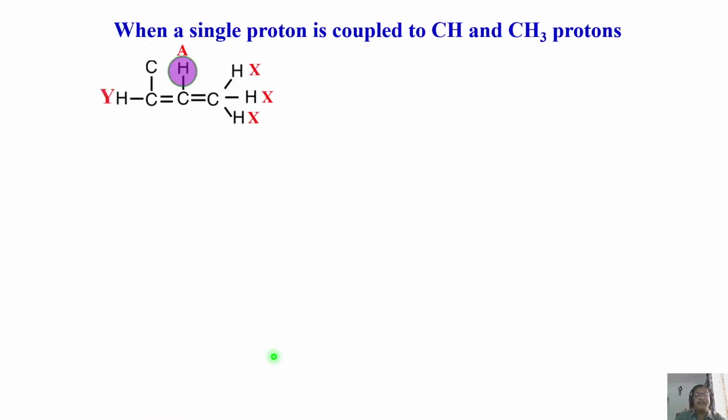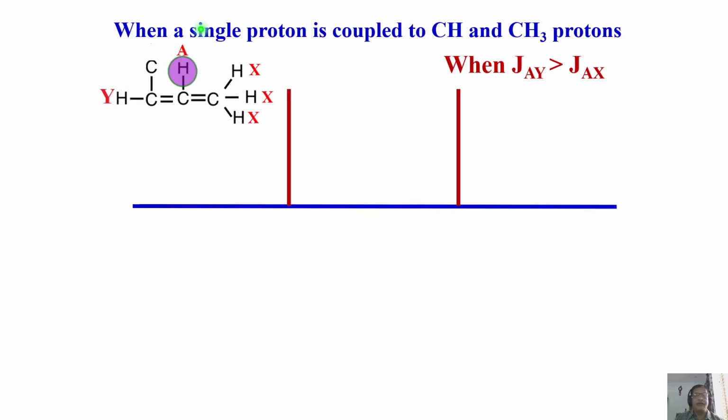Okay. Now, when a single proton is coupled to CH and CH3, what will happen? Same. Now we are considering this proton. Consider a situation, JAY is larger than JAX. When JAY splits this, what will happen? This single proton will split this into a doublet, a large doublet, because the coupling is larger.